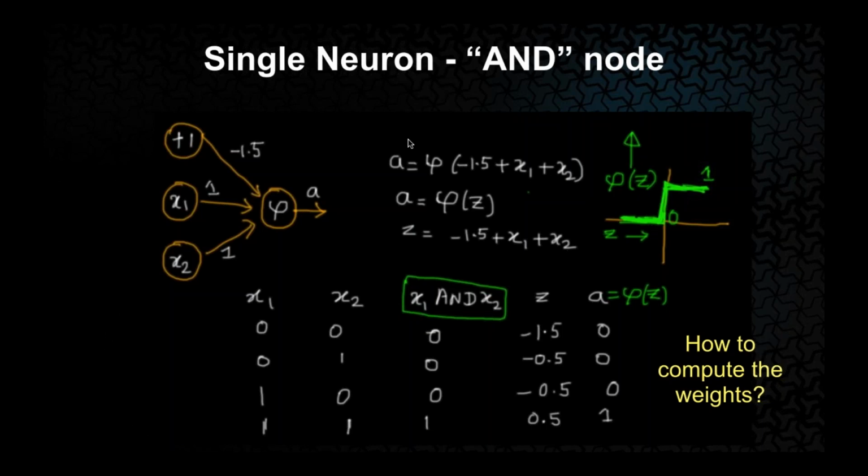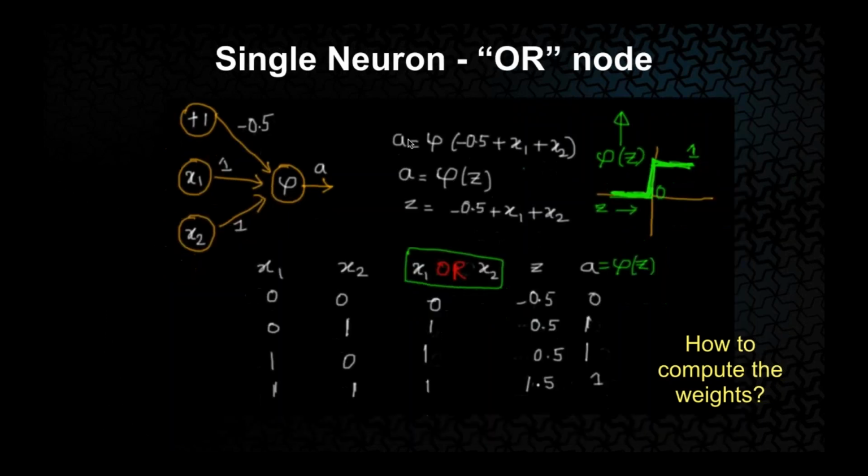What you will notice is that you are getting the AND node. If you specify the weights and apply the activation function, then you get the function that you wanted to learn, that AND node. Now let's take another example, the OR node. In this case, you just change the weight for the bias node, and you keep the same activation function, and you get the OR node.